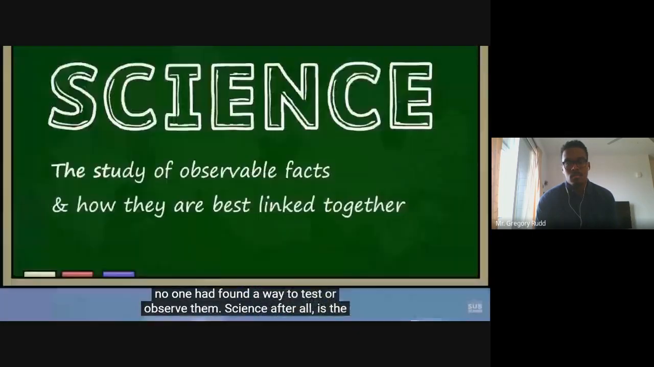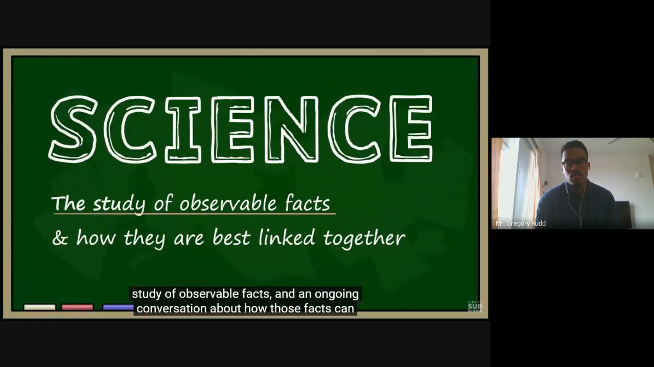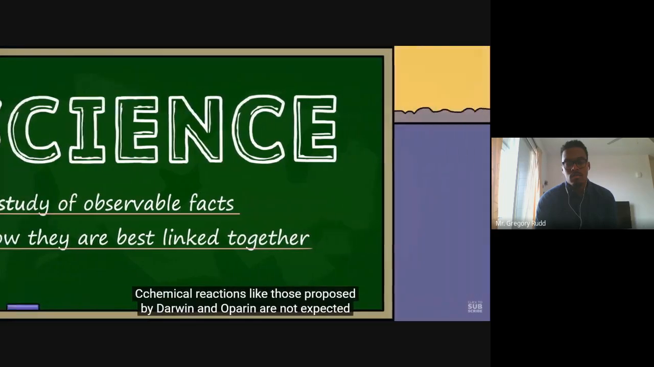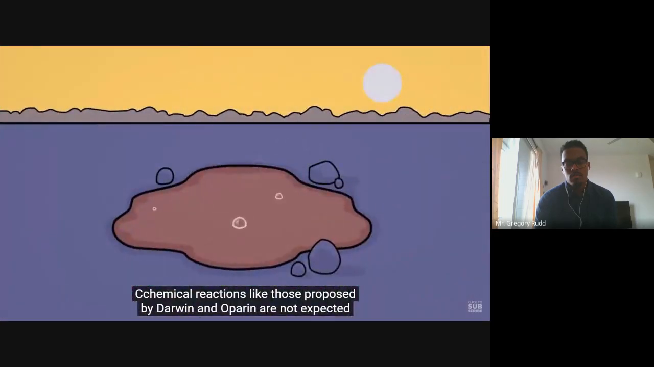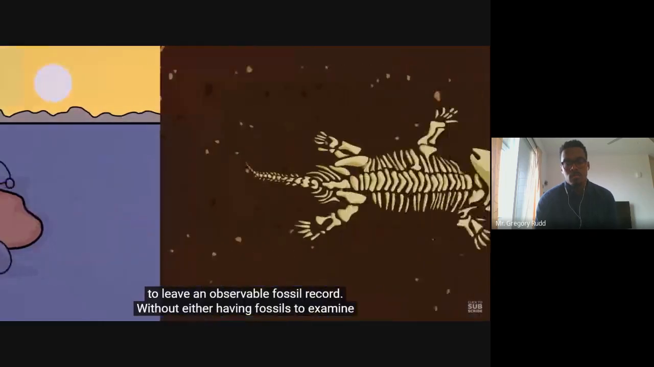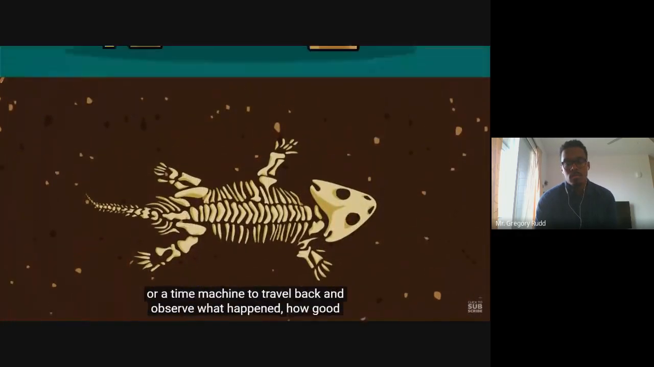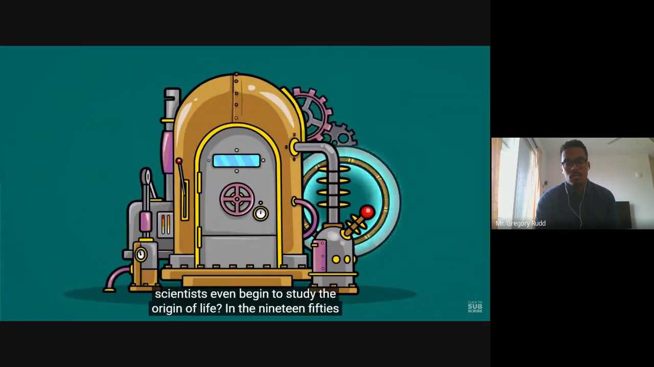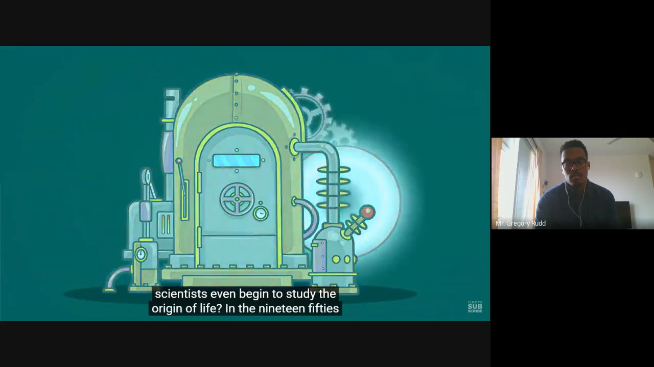Science, after all, is the study of observable facts and an ongoing conversation about how those facts can be best linked together. Chemical reactions like those proposed by Darwin and Oparin are not expected to leave an observable fossil record. Without either having fossils to examine or a time machine to travel back and observe what happened, how could scientists even begin to study the origin of life?